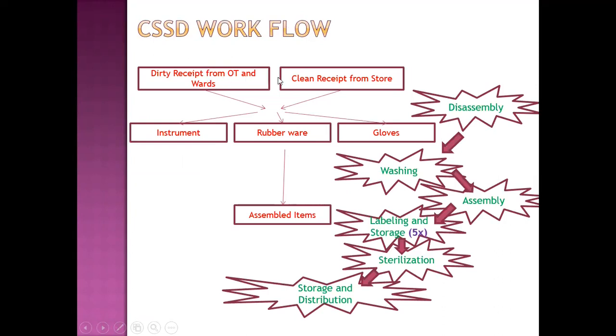This is the workflow or process flow of CSSD department. There is reception of dirty items from OT and wards and clean items from store. Then these are disassembled into instrument, rubberware, and gloves, followed by washing, then assembling. The assembled items are labeled and stored. Storage quantity is about 5 times. Then items are sterilized and again stored and distributed.